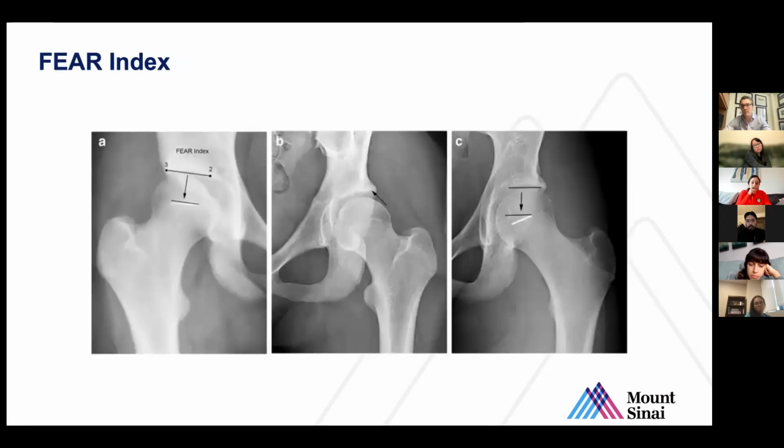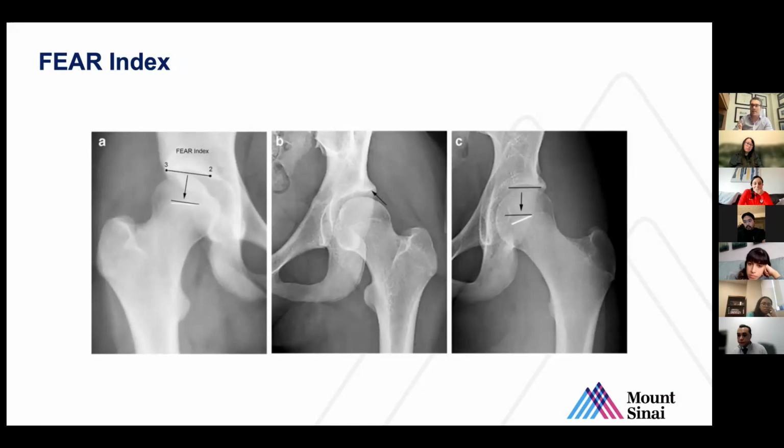FEAR index. So this is another one. We look at the femoral epiphyseal acetabular roof ratio here. But so the inferior line, that white line, that is the physis. That line is going along the physis. Weight bearing is going to go perpendicular to the physis. Okay, so if you can think of it as this white line and the physis is horizontal, that means that the weight bearing is not going into the hip, it's going straight up. Does that make sense?